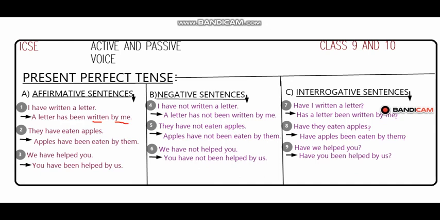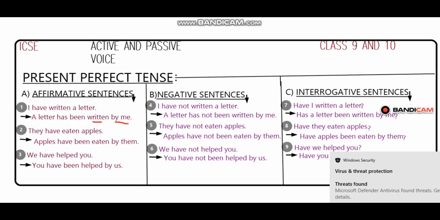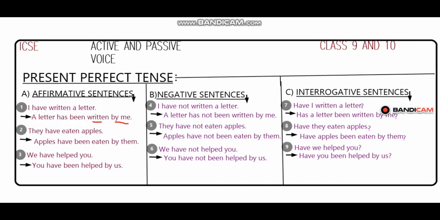Now second sentence: they have eaten apples. According to the subject apples, we use have. Apples have been eaten by them, okay. Now next: we have helped you. So, you have been helped by us. Always in the continuous tense we have used being. These we use between our helping verb and our main verb.